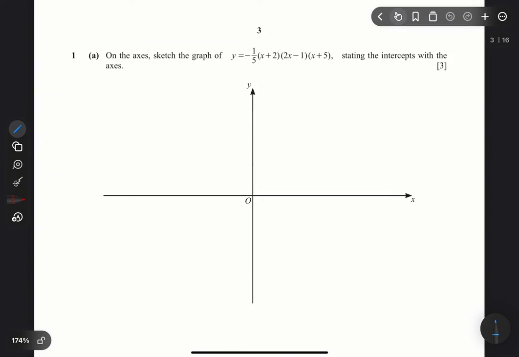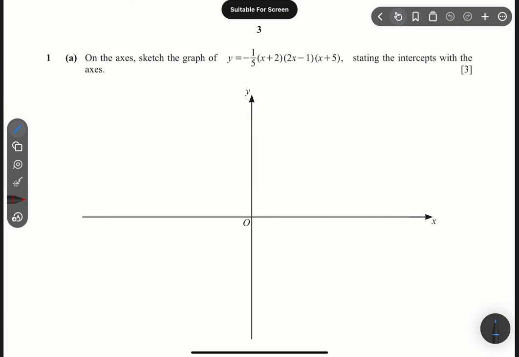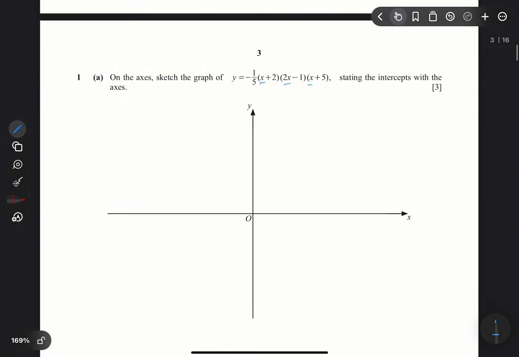Question 1a. On the axis, sketch the graph stating the intercepts of the axis. So whenever you need to sketch a graph, you need to know the y-intercept, the x-intercept, and the shape of the graph. And since you have the equation, you can tell that it's a cubic graph. For cubic graphs, it can either be this shape or this shape. This shape is positive, this is negative. If you look at this equation, you can tell that the cubic graph will be negative. So this should be the shape.